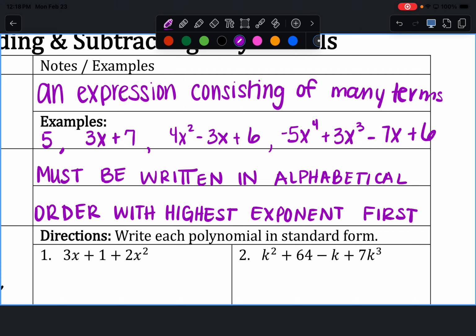Which one takes priority over the other one? Alphabetical order, then highest exponent. Yep. So they get written in alphabetical order with the highest exponent.